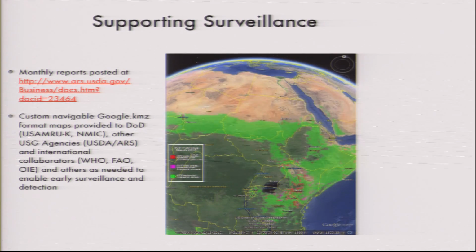What usually happens during high-risk periods like the period we just are going through right now, we also provide these Google format maps. These are especially important for people who are going to do field surveillance. So for example, the US Army Lab in Kenya will require these maps in order to pinpoint exactly where they should go and do early surveillance. And also other partner government agencies receive this information.